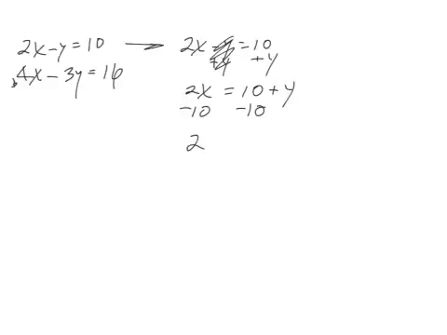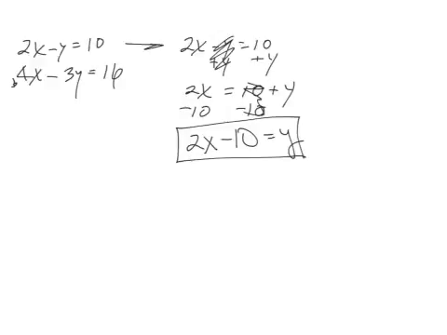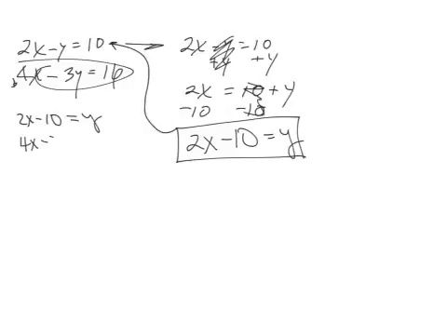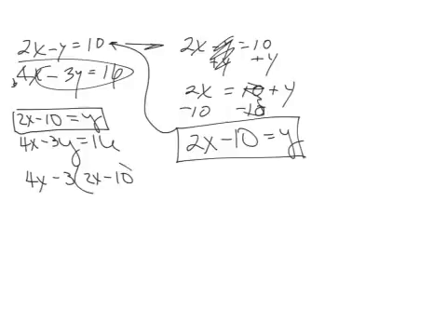2x minus 10 equals y. So now I just rearranged this equation here, and so let's go ahead and rewrite it. 2x minus 10 equals y, and we'll rewrite this one. Okay, so now that I know whenever I see a y I can put a 2x minus 10 in its place, I'm going to take my bottom equation and do that. So instead of y, I'm going to put 2x minus 10 in its place.